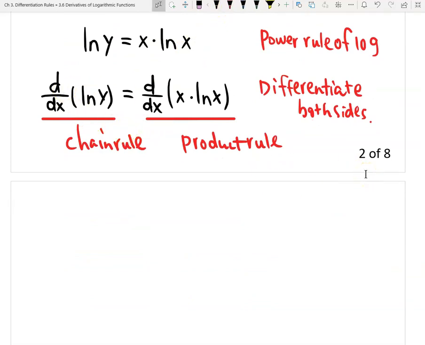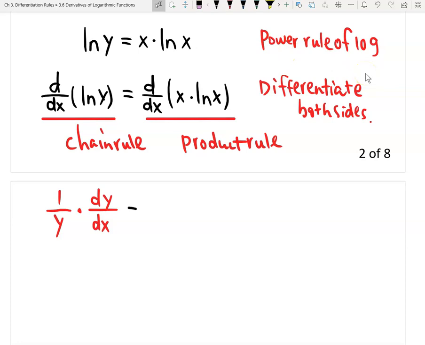Chain rule, we have two terms, right? It is the derivative of the outer times the derivative of the inner. Okay, what is the derivative of the outer? Natural logarithm, reciprocal, 1 over u. u is y, so 1 over y. This is the derivative of the outer. The derivative of the inner is easy, just dy/dx. Okay, I think you are familiar with this chain rule.